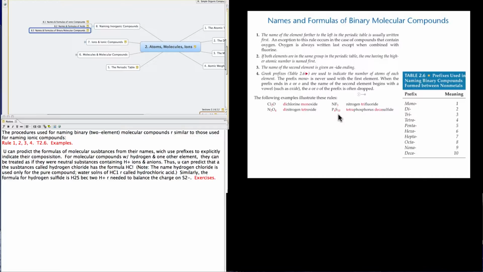For example, if you have a binary molecular compound formed from these two nonmetals, nitrogen and fluorine, because nitrogen is farther to the left in the periodic table, you name nitrogen first, and the name of the second element is given an "ide" ending, so it's called a fluoride. You change it from fluorine to fluoride, and then you use the Greek prefix tri here, so it's called nitrogen trifluoride. And with dichlorine monoxide, because oxygen is involved, oxygen is an exception. It is always written last. So you call it dichlorine monoxide instead of oxygen dichloride.